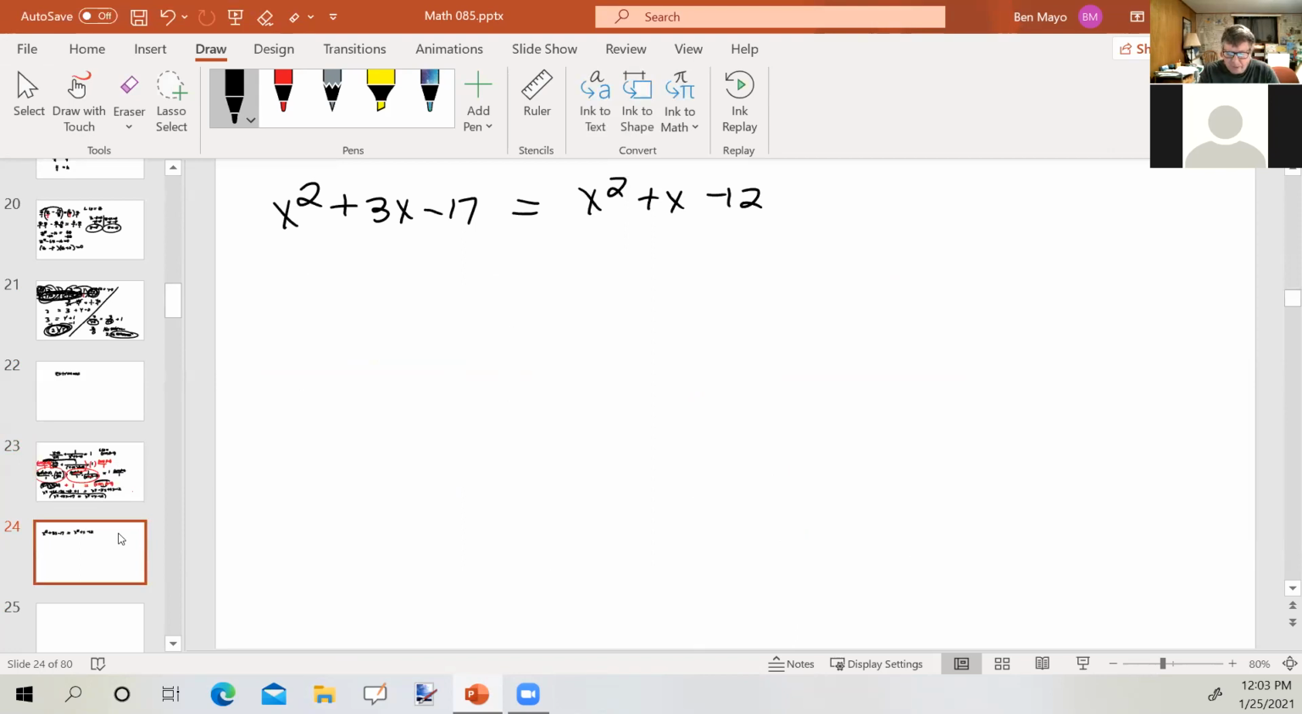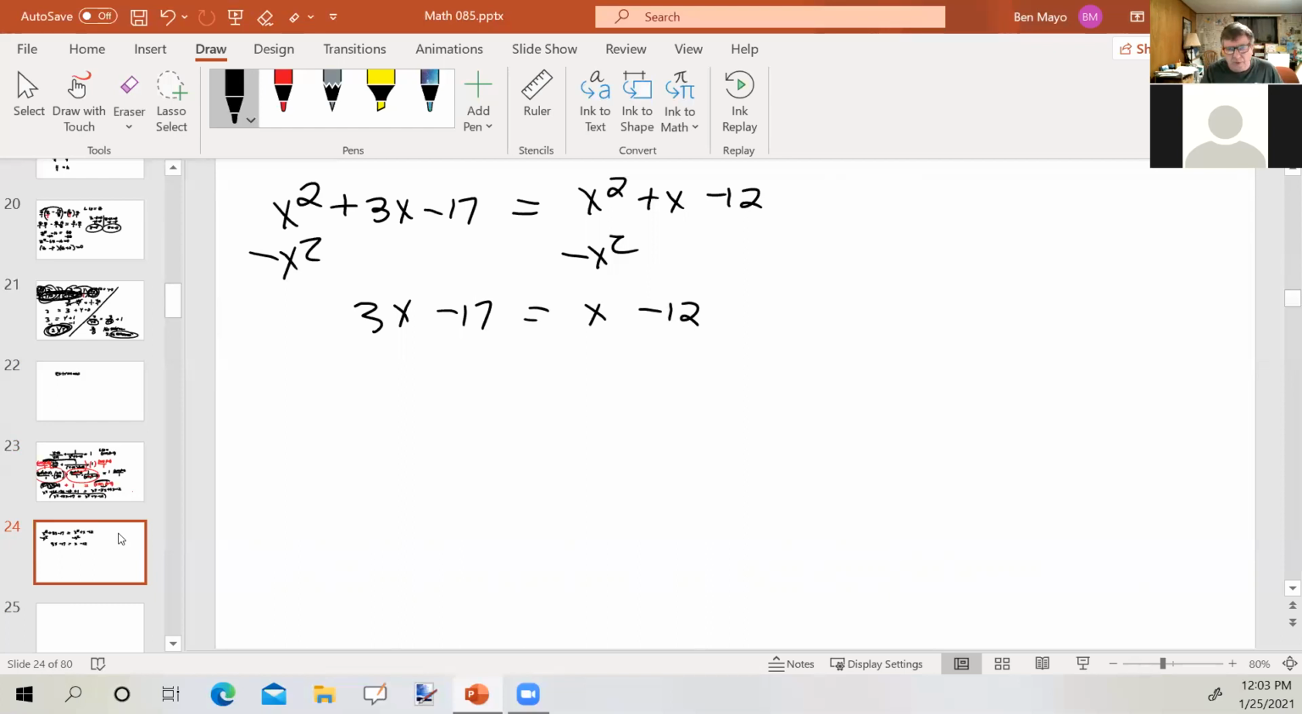Now, this is a second degree equation, so it looks like I should put everything on the one side of the equation, set equal to 0 on the other side. So I'm going to subtract x² from both sides. But what I discover is when I do that, now it's no longer a second degree equation. So my strategy is going to change.